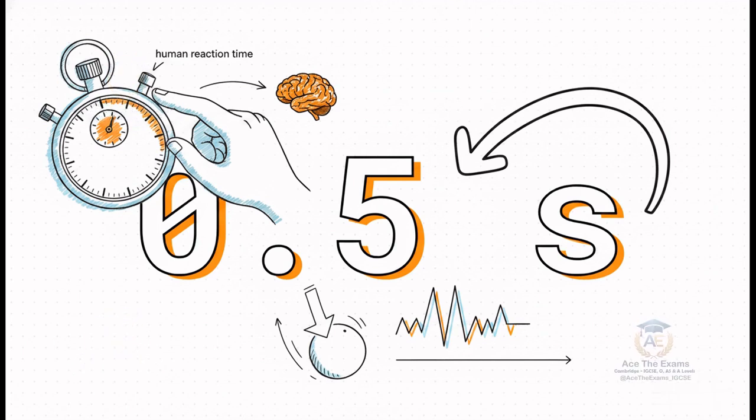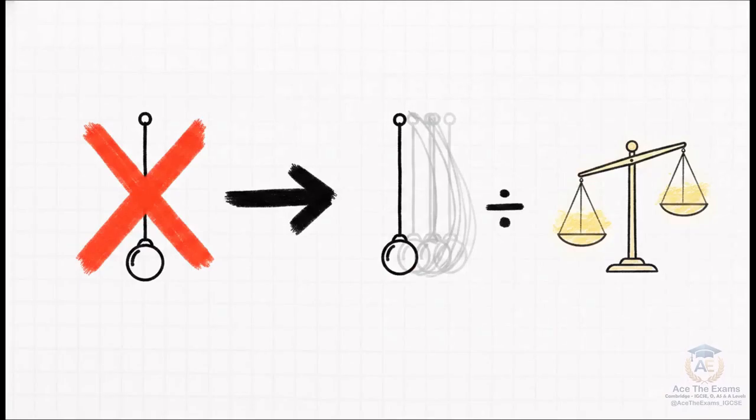If we're trying to measure a time interval of less than a second, like, say, an object suddenly entering freefall, human reaction time completely corrupts the data. We simply cannot ignore it. So how do we actually bypass this massive penalty? Well, here's a brilliant workaround.